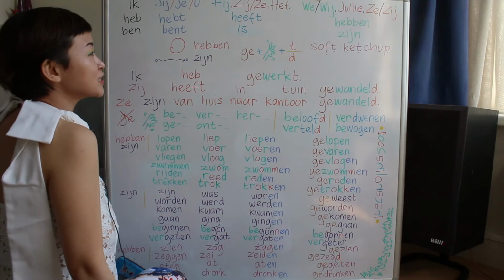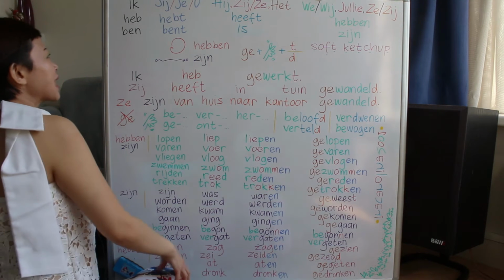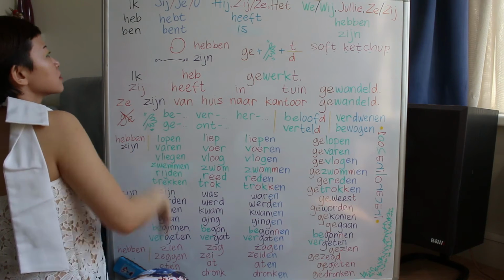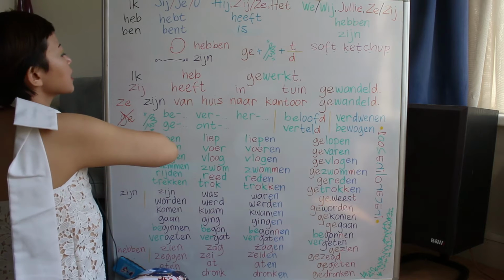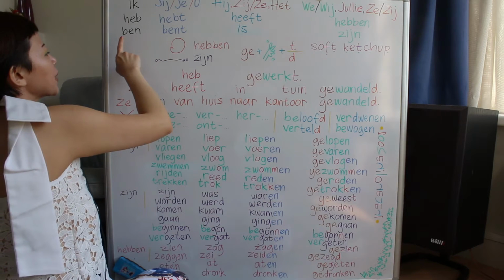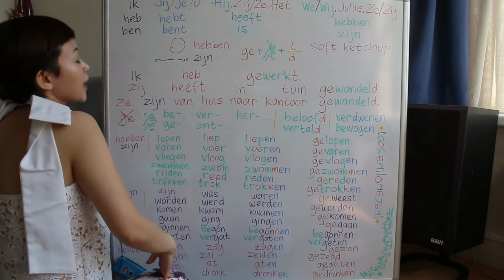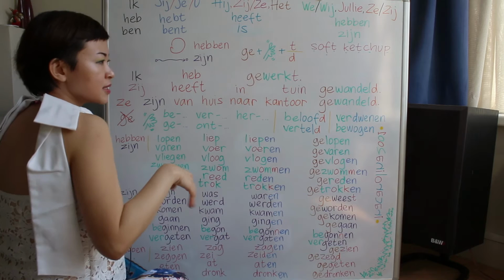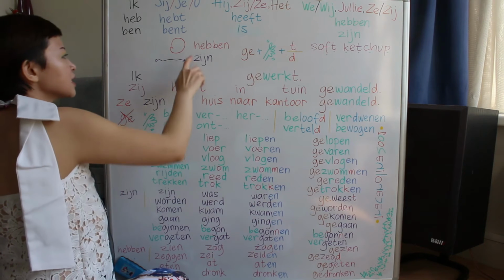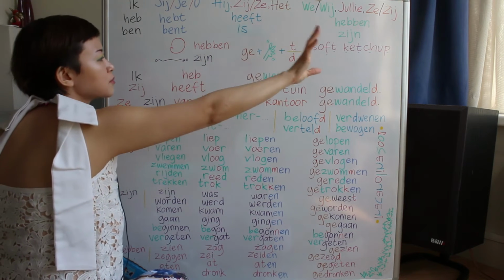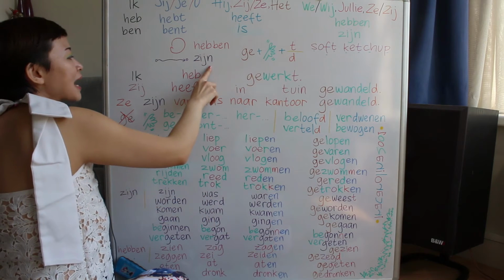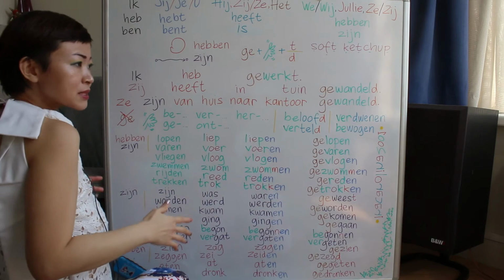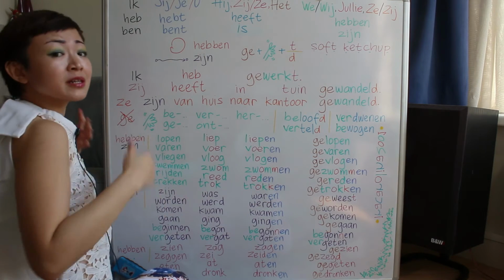Hi, today we will learn Dutch, or Netherlands, about sentences with heb, or have, and ben, or zijn, with ge and then the verb. We use hebben and ge plus the verb, or zijn with ge plus the verb, when it happens in the past and we are done with it.